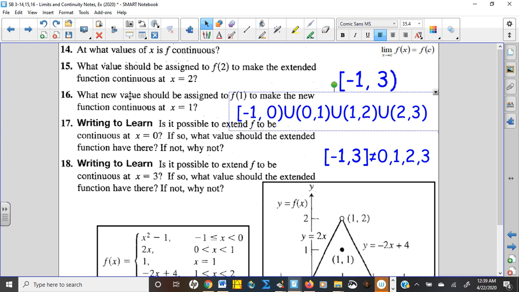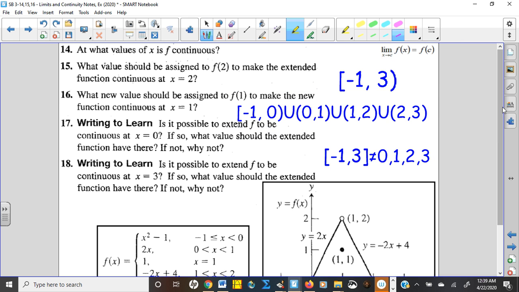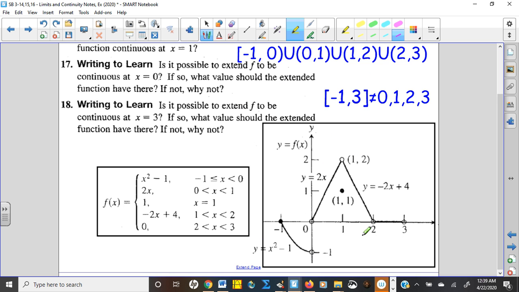Number 15 is what value should be assigned to f of 2 to make this a continuous function. So if we look down at 2, you see there's a problem. There's a removable discontinuity there, isn't it? The reason is, the limit exists. The limit is 0, and I think we talked about this on the previous page. The left limit approaches 0, the right limit approaches 0, height of 0, right?